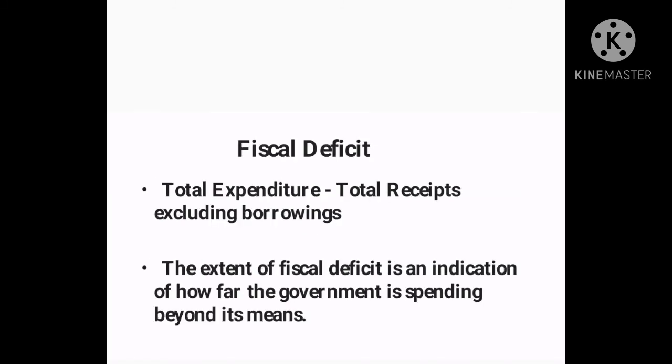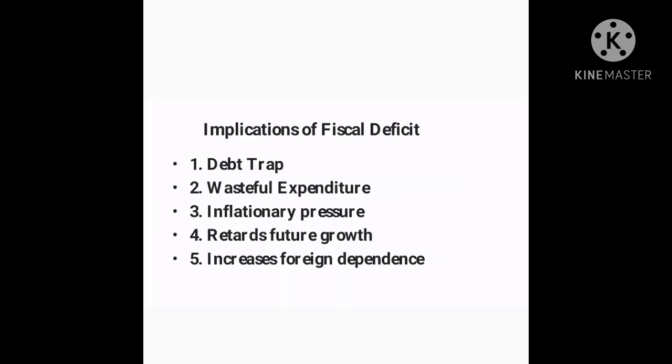Next, fiscal deficit. Total expenditure minus total receipts excluding borrowing. The extent of fiscal deficit is an indication of how far the government is spending beyond its means. The fiscal deficit has to be financed by borrowing. Hence, it manifests the total borrowing necessities of the government from all possible sources. The formula of fiscal deficit is total expenditure minus total receipts excluding borrowings. Now the next is implications of fiscal deficit.